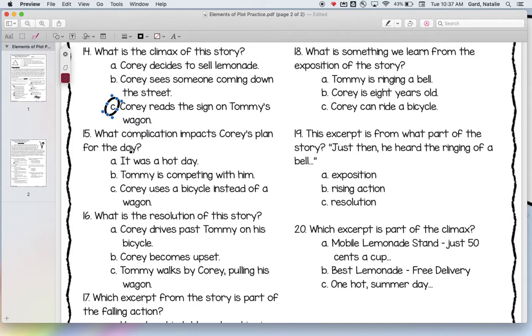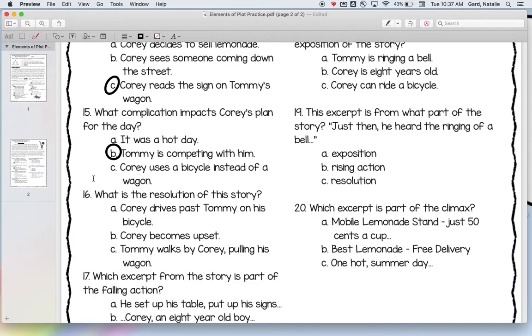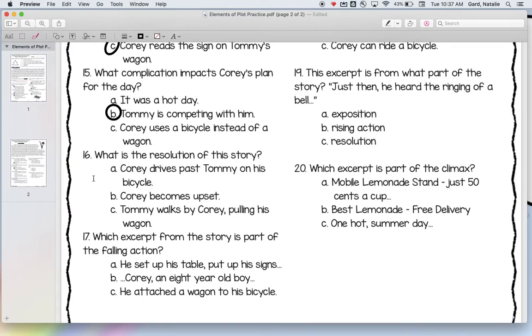So what complication does impact Corey's plan for the day? It's Tommy is competing with him. He wasn't expecting that to happen, so that changes things a little bit. So we should have had B for 15. 16, what is the resolution of the story? Remember, resolution is there at the end. And how does that end? Yeah, Corey drives past Tommy on his bicycle. So we should have had A.